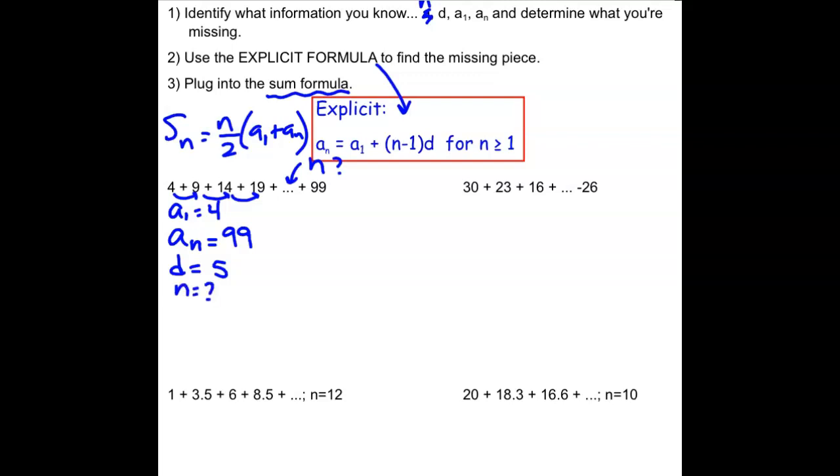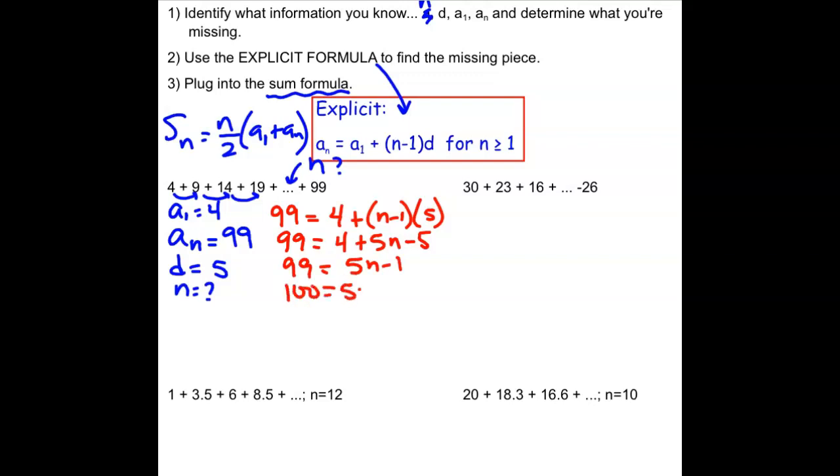All right, so let's plug this into our explicit formula. We get an answer of 99 when we started with a first term of 4, and we added an unknown number right now, an unknown number of these common differences of 5. Okay, so simplifying, we've got 4 plus 5n minus 5. Combining like terms, we have 5n minus 1. We can add 1 over to the other side and then divide. So it looks like our total number of terms should be 20.